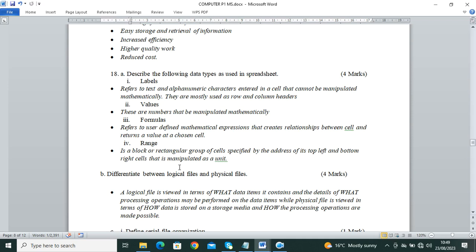Labels refer to text or alphanumeric. Values are numbers. Formulas are mathematical expressions that are used to solve a problem. Then you have a range. A range is a block or rectangular group of cells specified by the address of its top left and bottom right cells that is manipulated as a unit. You can just Google or research more on range.